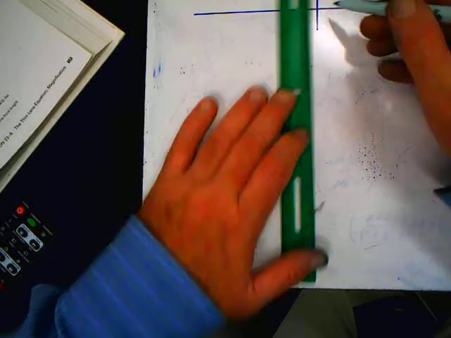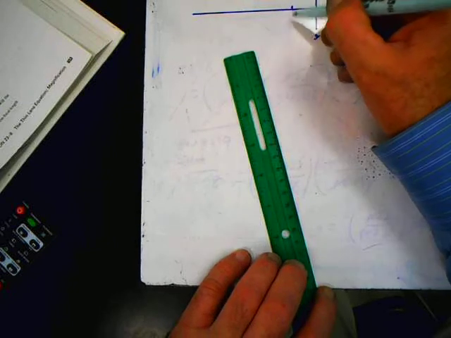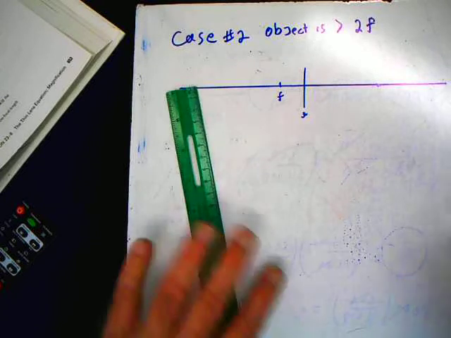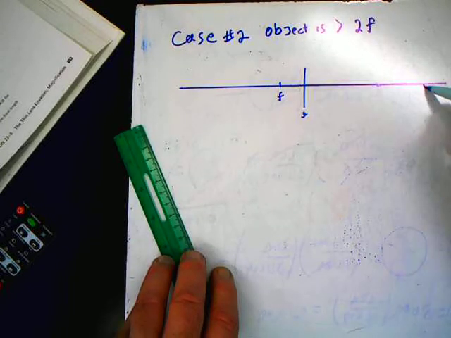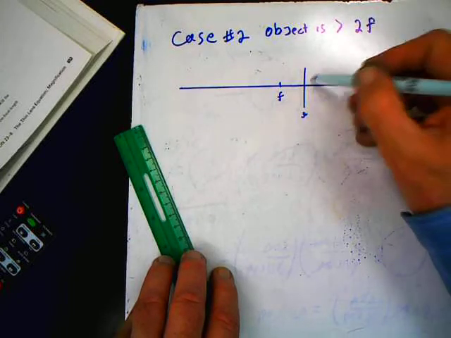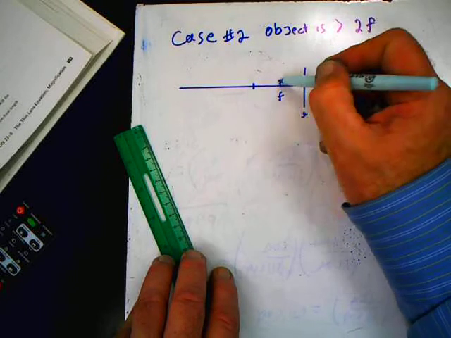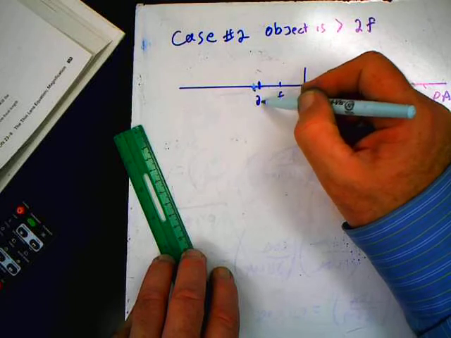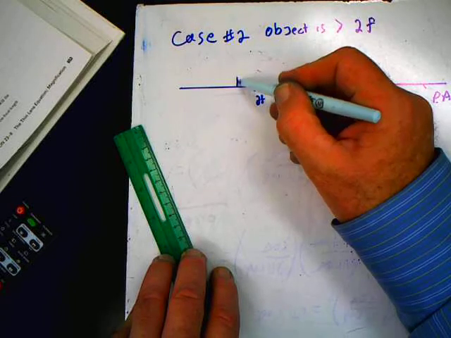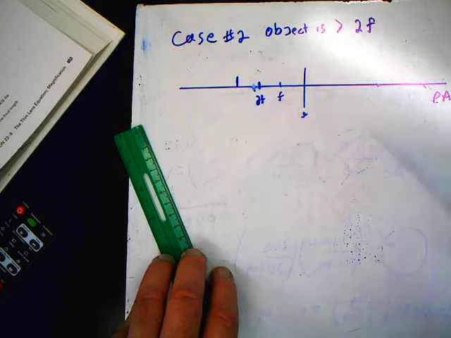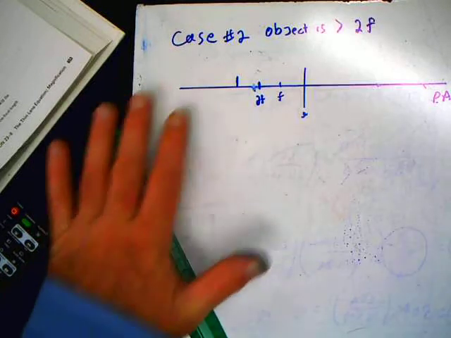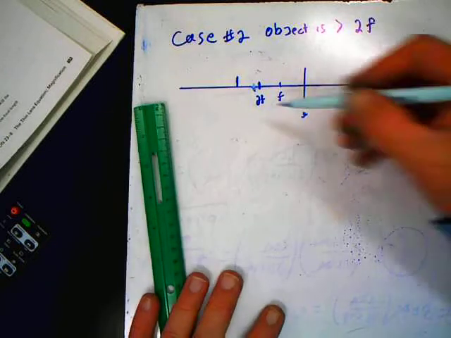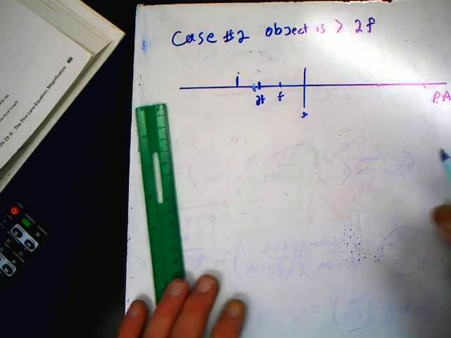In other words, here's the lens, here's F. Object is greater than 2F. Here's the principal axis, here's the lens, here's F, the focal length, here's 2F, just doing it by eyesight. And I'm going to put the object out here, so it's beyond there. So we've moved it up from infinity to here. So case 2, I move it to here.